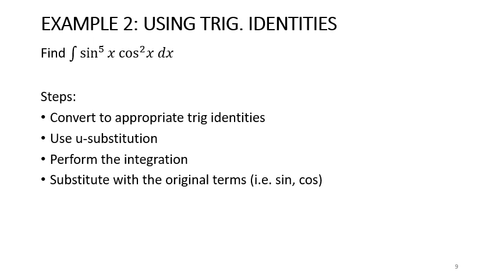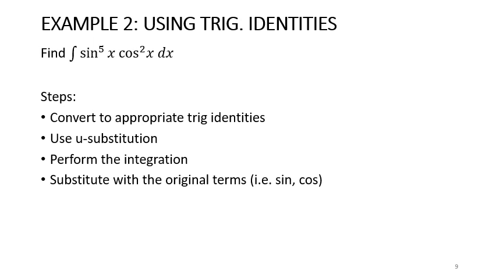So first you need to convert to the appropriate trig identities and then use the u substitution, perform the integration, and then substitute back with the original terms, i.e. the sine x and the cos x. Don't just leave the final answer in terms of u.